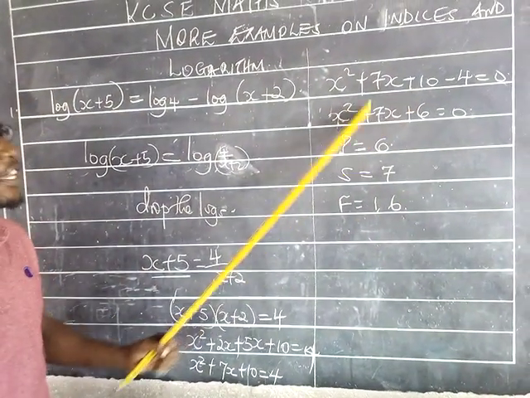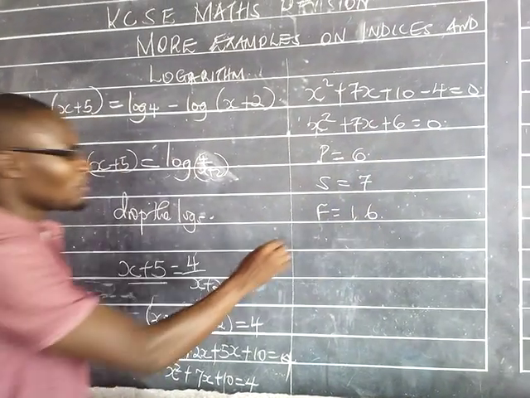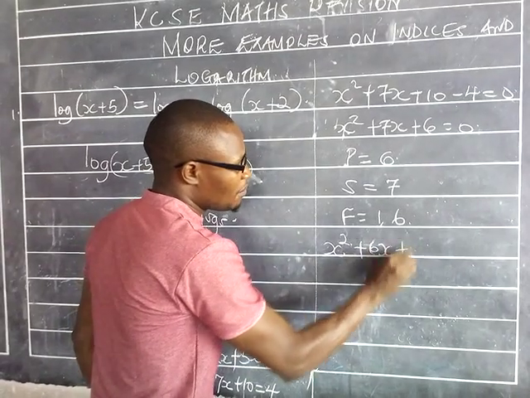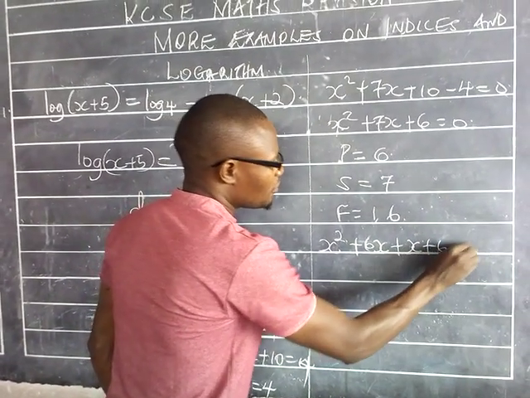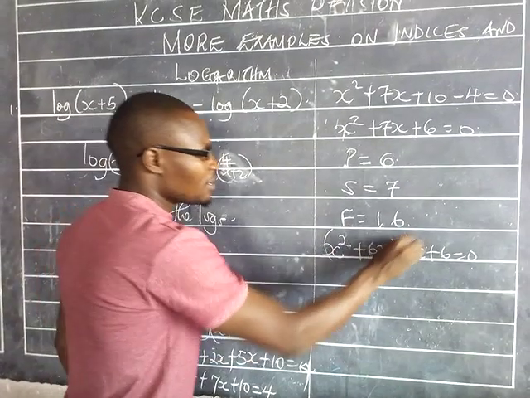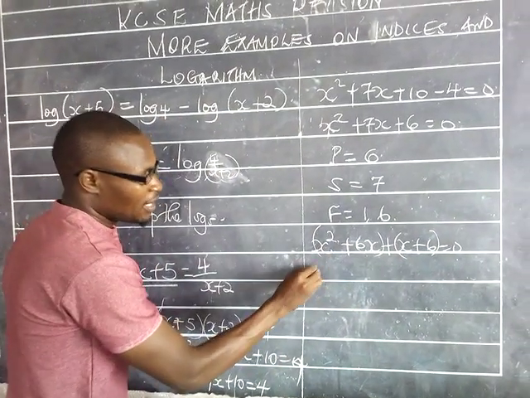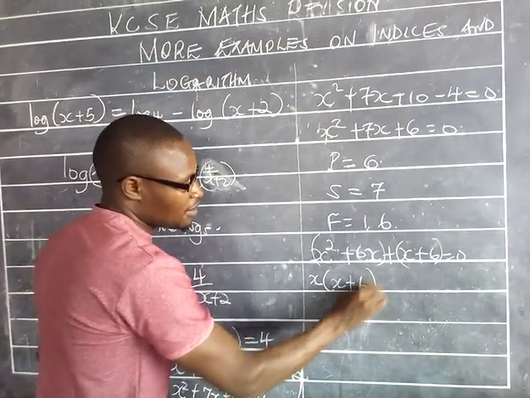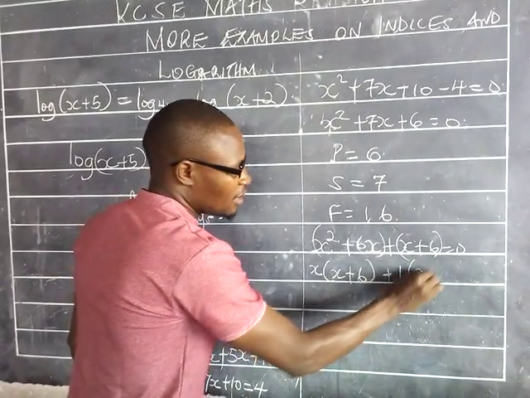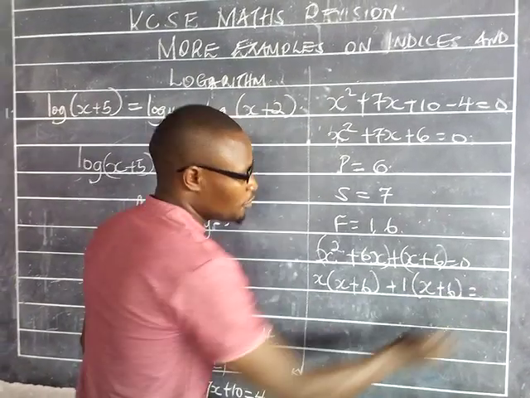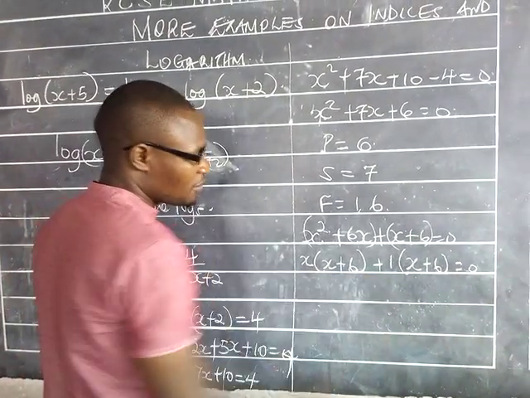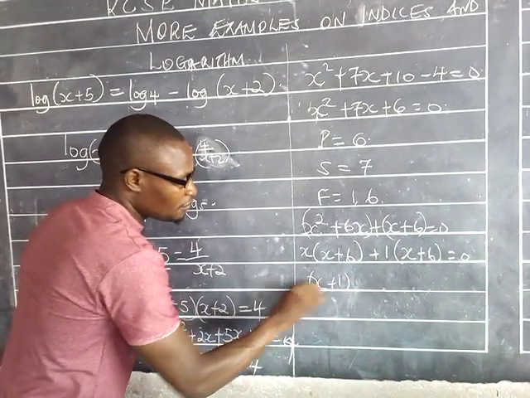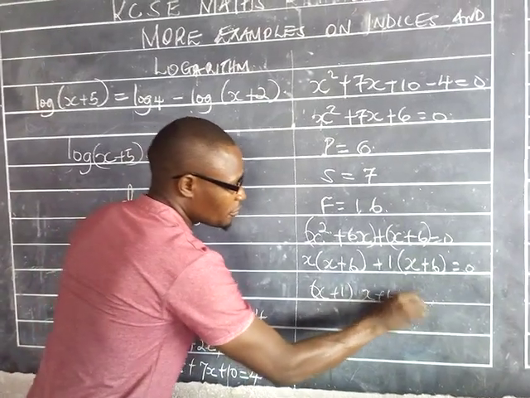So I'll write 7x as a sum of these two factors. So that will mean I'll have x squared plus 6x plus x plus 6 is equals to 0. Then I factorize this and factorize that. The common factor here is x. So x goes into x squared, x plus 6. Then the common factor here is 1 into x plus 6. So what do you realize? You realize that this one and that one are the same. So I'll eventually have x plus 1, x plus 6 is equals to 0.